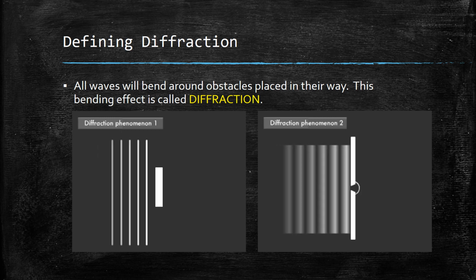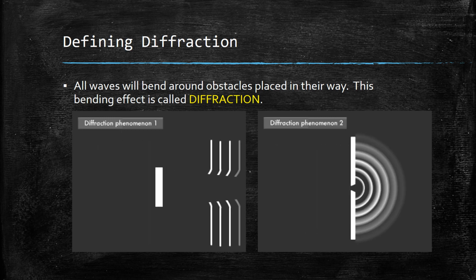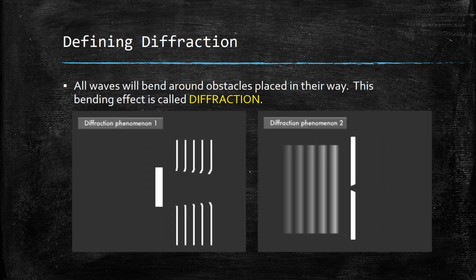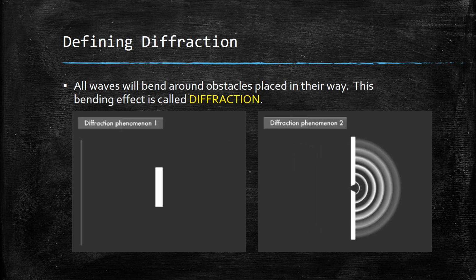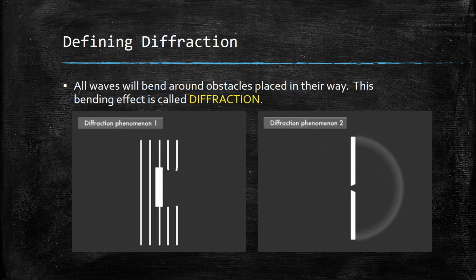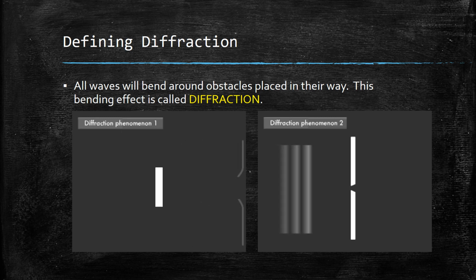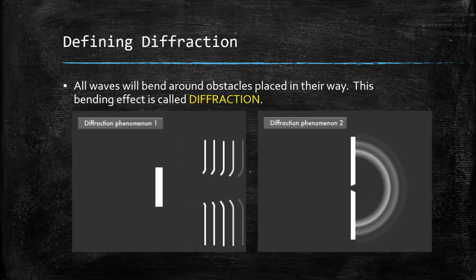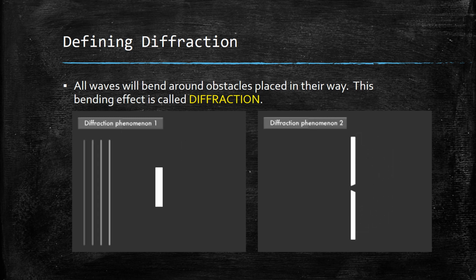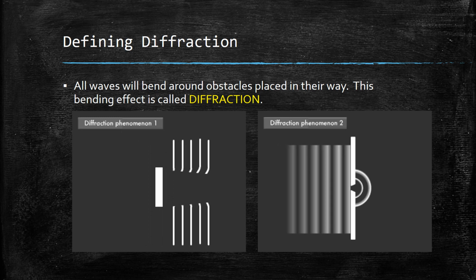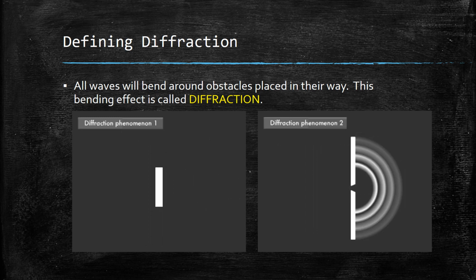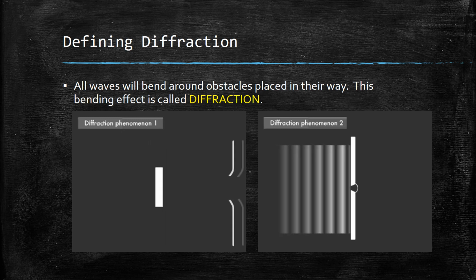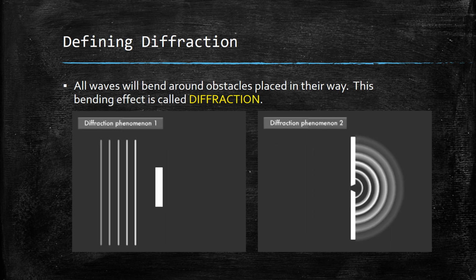Okay, so all waves will bend around objects placed in their way. It's that bending effect that we call diffraction. If you have a look at the two animations here, on the left, diffraction phenomenon 1 shows the waves bending around an object. They bend on both sides, and that bending we can see is a curve inwards towards the center of the object. In the second animation, diffraction phenomenon 2, we see waves diffracting through a small gap within the medium. The size of the gap is going to affect how much diffraction takes place.